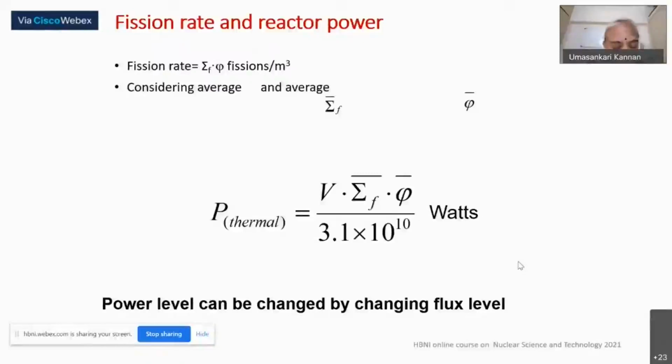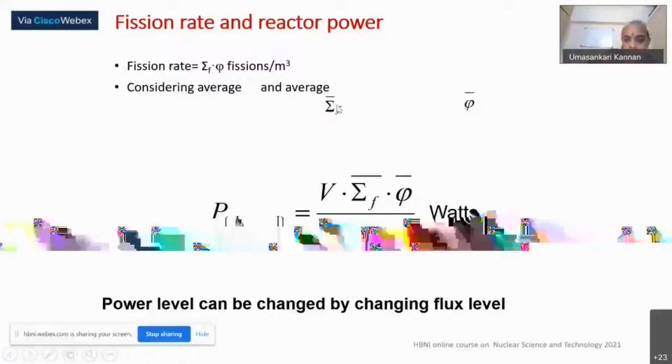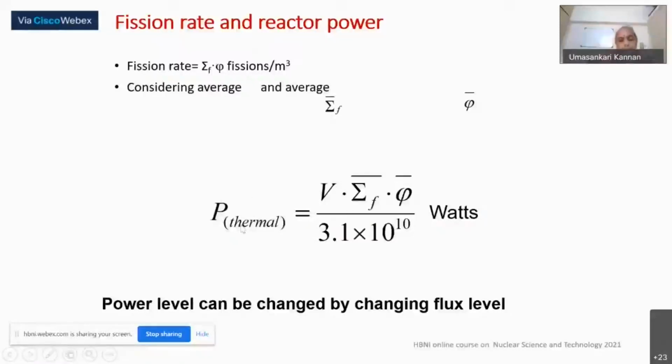One basic thing is, what is the fission power? I have also impressed upon you that the reaction rate is what gives you the power. So the fission reaction rate is nothing but sigma F into phi, so many fissions per meter cube happening in the volume. Considering the average of sigma F and phi, we can write that P thermal is nothing but sigma F into phi into the volume. You have to multiply by the volume because this is all per unit volume, per meter cube.